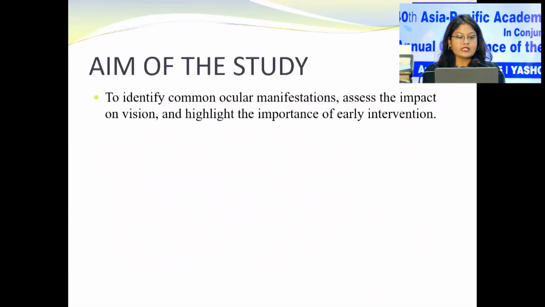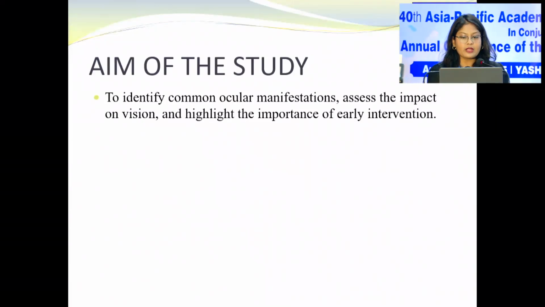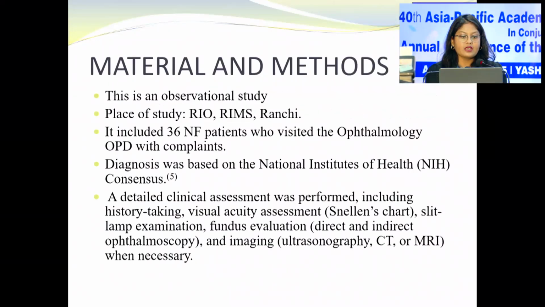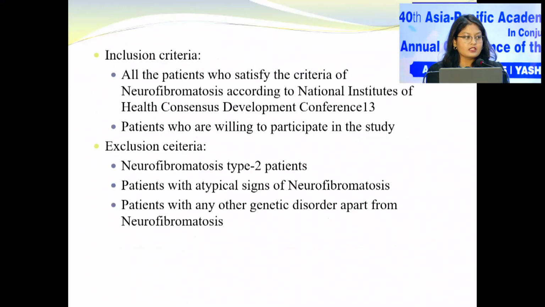The aim of my study is to identify common ocular manifestations, assess the impact on vision, and highlight the importance of early intervention. This is an observational study done at RIMS Ranchi, including 36 NF patients. The diagnosis was based on the NIH consensus. A detailed clinical assessment was performed, including history taking, visual acuity assessment, slit lamp examination, fundus evaluation, and imaging where necessary. These are the inclusion and the exclusion criteria.